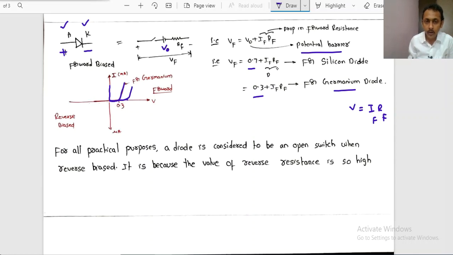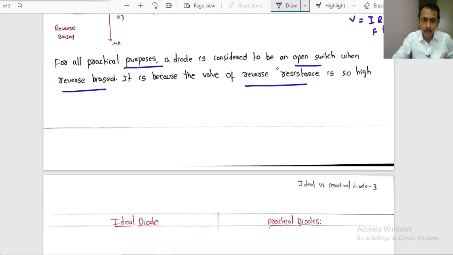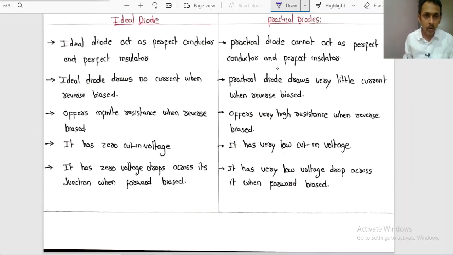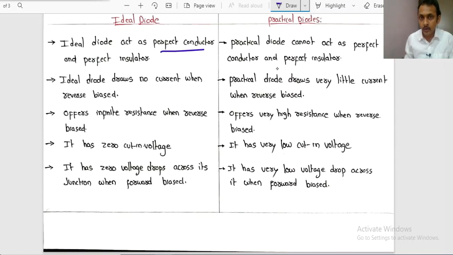So indirectly, for practical purposes, a diode can be considered as an open switch when it is reverse biased, because the value of reverse resistance is so high, right? So if you observe the differences between the ideal diode and practical diode, we can observe that an ideal diode acts as a perfect conductor. If it acts like a perfect conductor, resistance must be how much? Resistance must be equal to 0 ohm, right? If the resistance itself is 0, then the magnitude of current will be high.